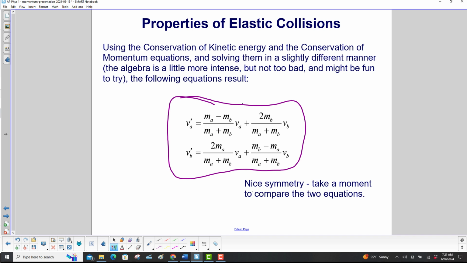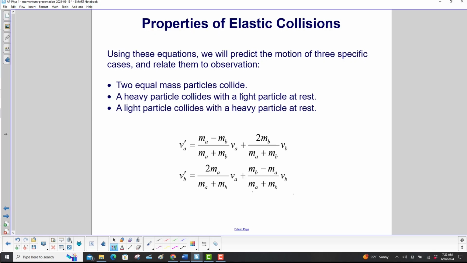Take a moment to compare the two equations. So you can pause the video, and when you're done, please move on. Using these equations, we will predict the motion of three specific cases and relate them to observation. First one, two equal mass particles collide. Second, a heavy particle collides with a light particle at rest.